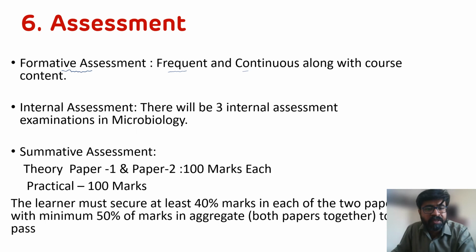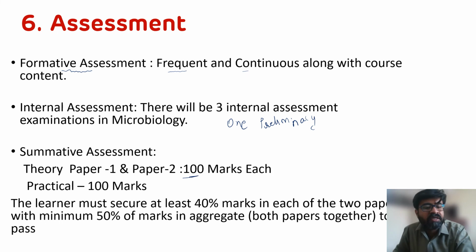Then for internal assessment, there will be 3 internal assessment examinations, out of which one is the pre-university or preliminary examination, in which the entire curriculum will be covered. And then the final university summative assessment. Here the student will have to write 2 theory papers, each of 100 marks. So marks are increased for both the papers, as well as for the practical, which is 100 marks.